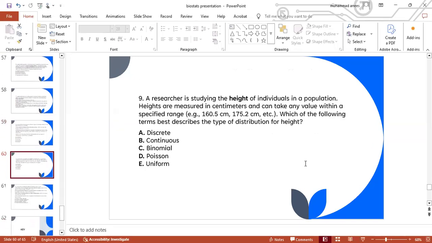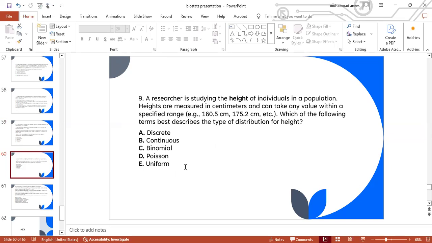Yes, B is correct. 9. A researcher is studying the height of individuals in a population. Heights are measured in centimeters and can take any value within a specified range, for example, 160.5 centimeters, 175.2 centimeters. Which of the following terms best describes the type of distribution for height? A, discrete, B, continuous, C, binomial, D, Poisson, E, uniform.